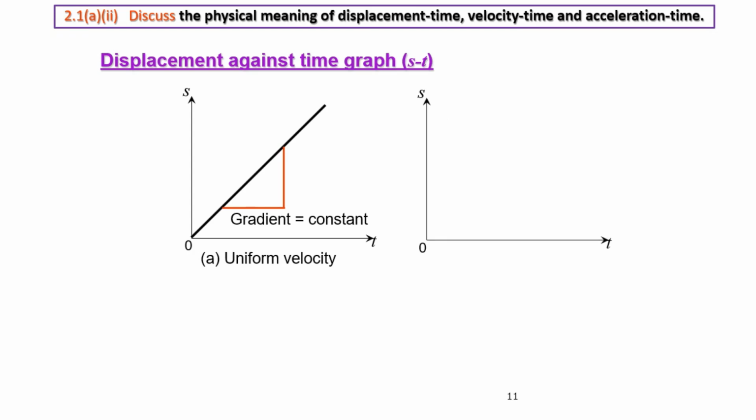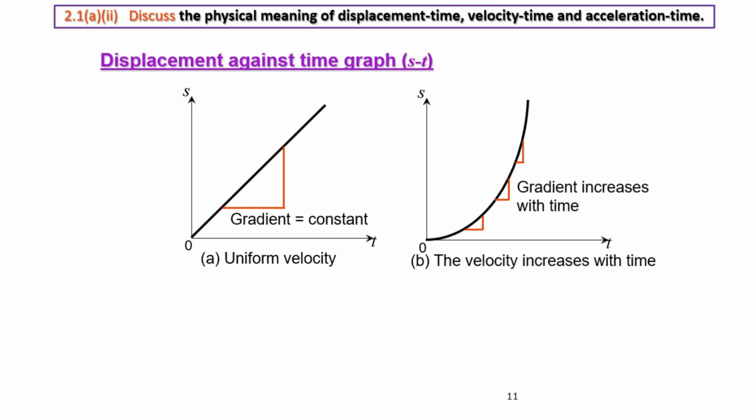For the second graph, the graph is a curve, showing that the gradient is not constant. The gradient increases over time, which indicates that the velocity increases over time.